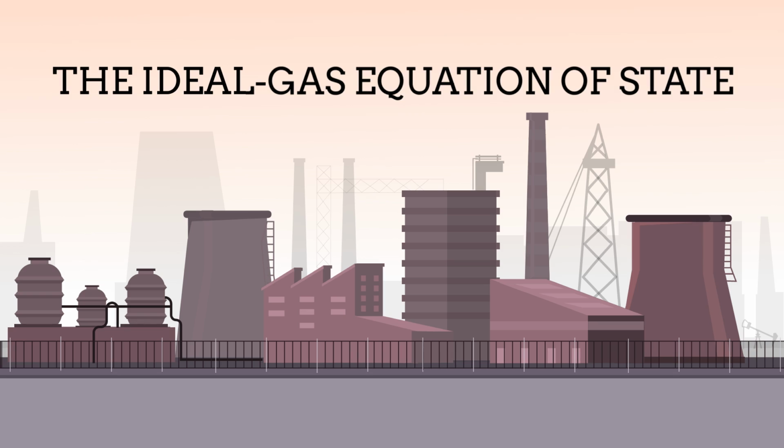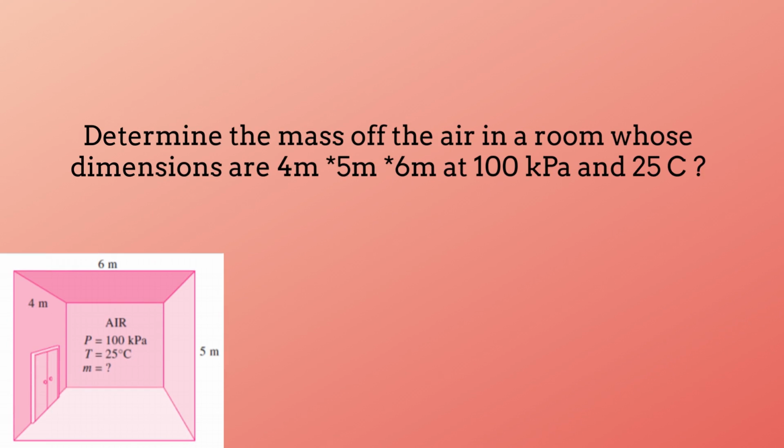We are going to talk about such an important topic from the thermodynamics course, which is properties of a pure substance. I'm going to start with the ideal gas equation of state. So let's move immediately to the first example. Determine the mass of the air in a room whose dimensions are 4 meter multiplied by 5 meter multiplied by 6 meter at 100 kilopascal and 25 Celsius.